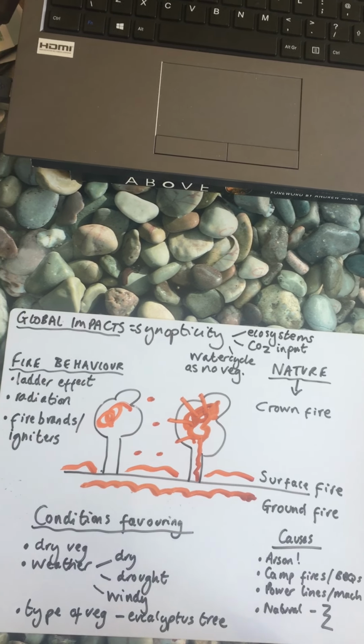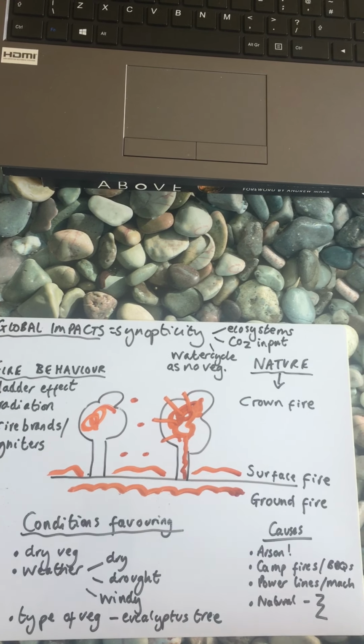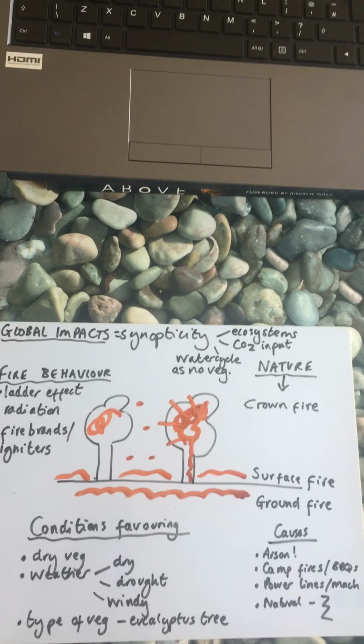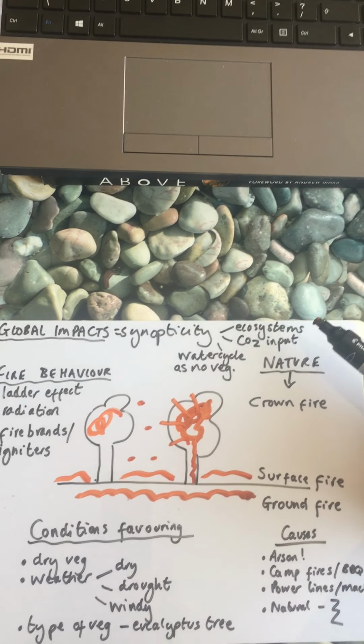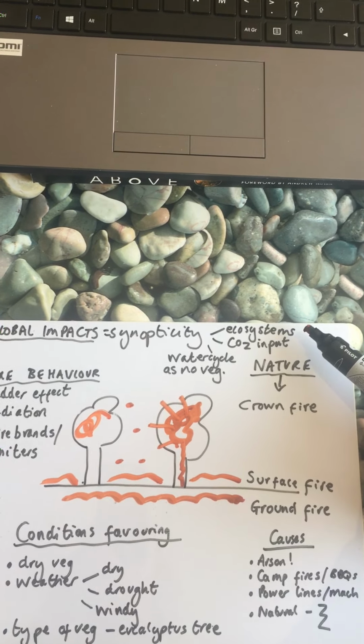And then the final thing is impacts, but I'm just going to look at global impacts as a kind of big overview. That links to synopticity heavily, so linking with other topics we've done. There's a little bit of a link with ecosystems. We do not really cover ecosystems, but just habitats are obviously completely destroyed. That's the vegetation as well.